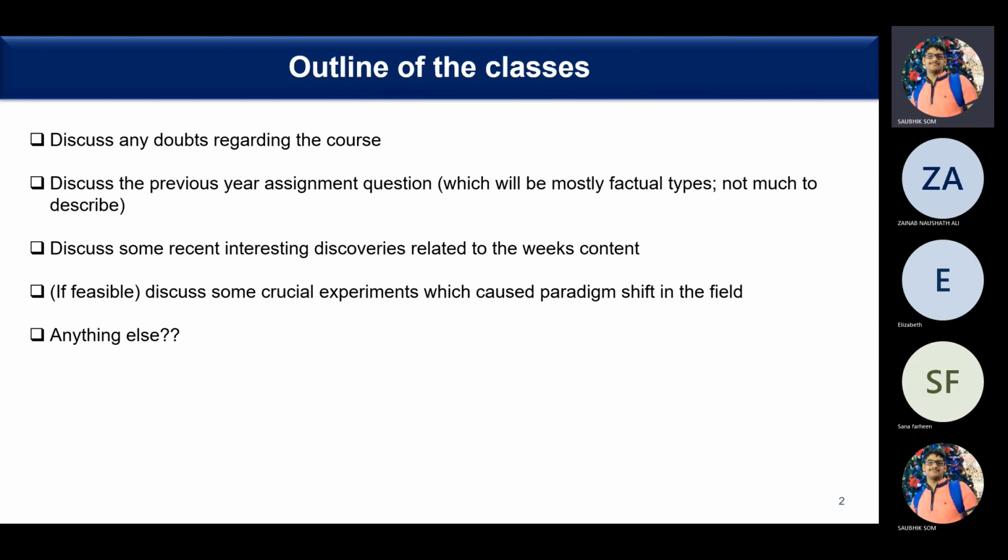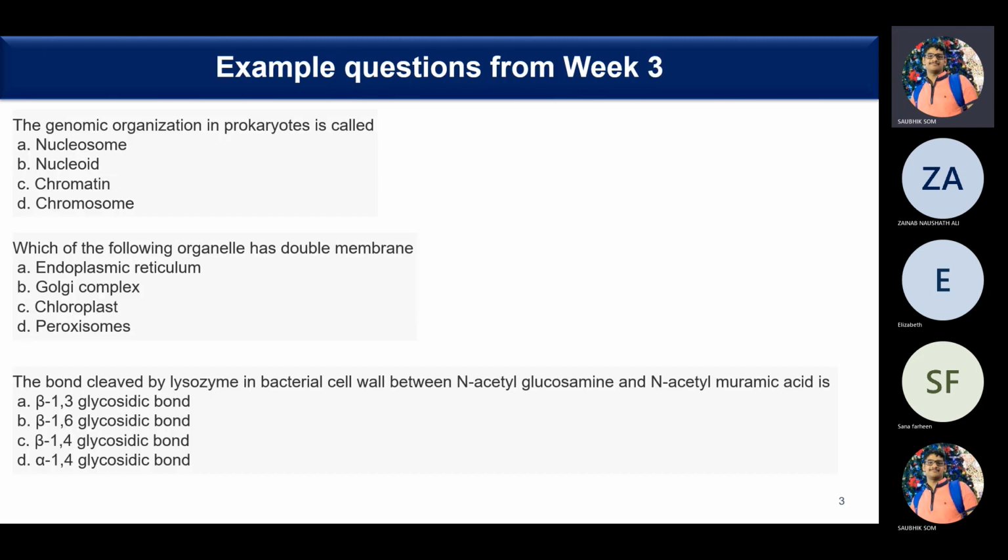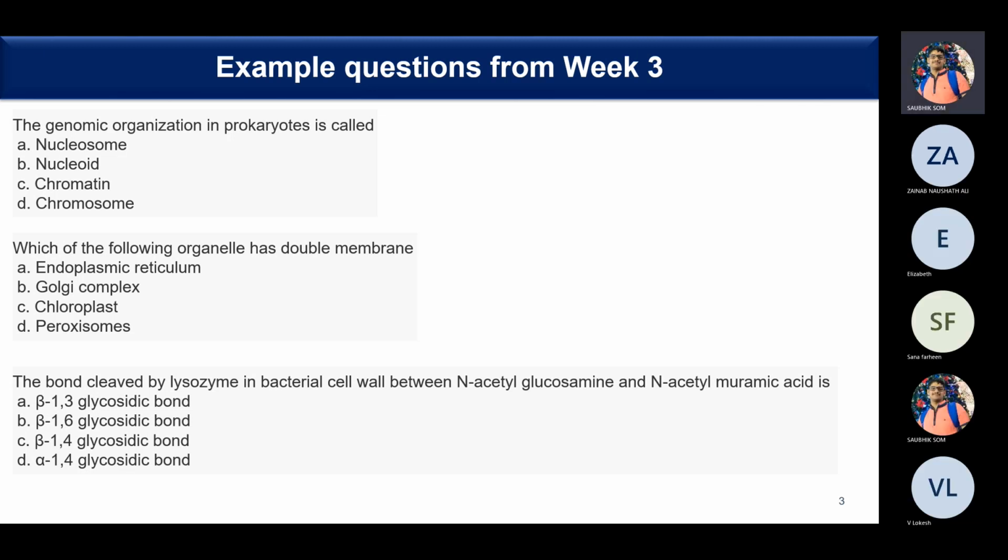So we'll start with the first question. The genomic organization in prokaryotes is called nucleosome, nucleoid, chromatin, or chromosome. So what will be correct? Okay, so what is nucleosome? Can someone tell me what is nucleosome?